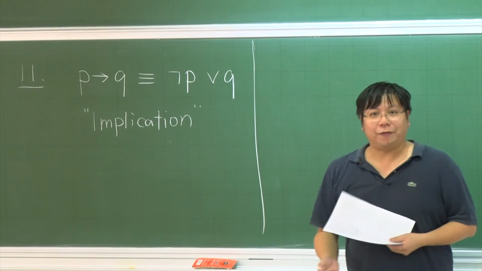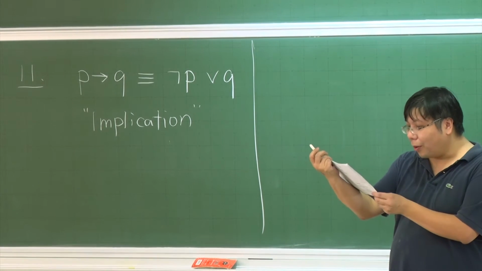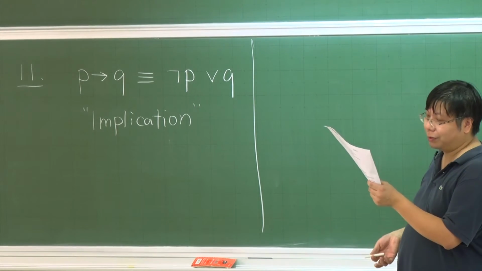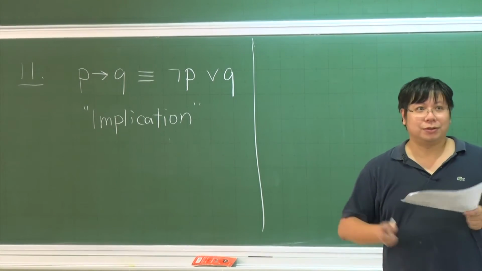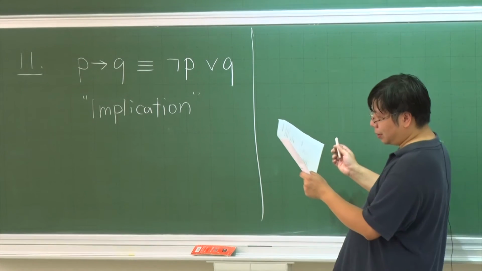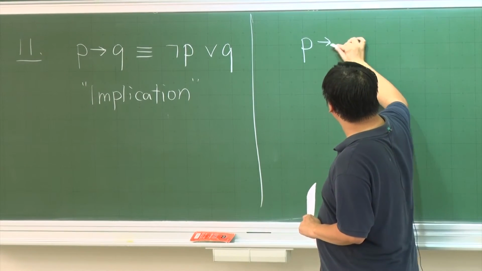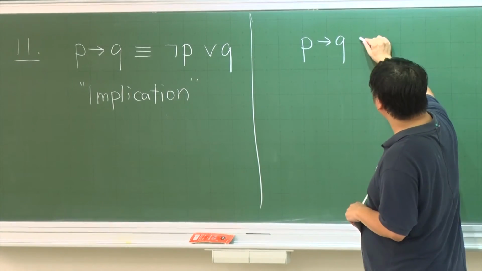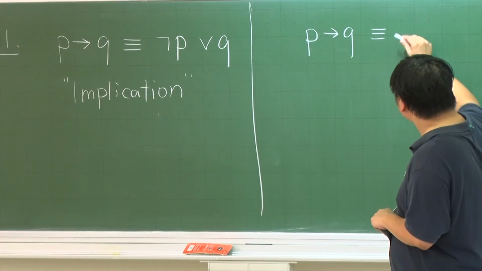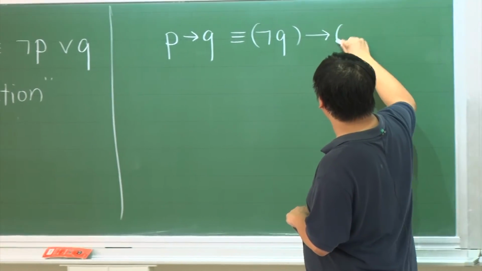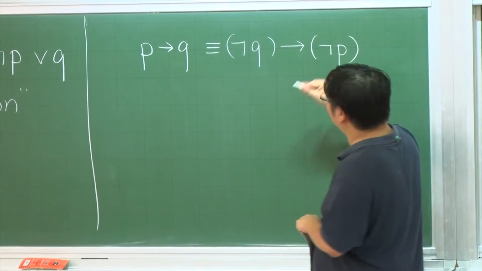So we have all the laws. Then we can use the laws to help us prove some logical equivalences without using the truth table. So let us show some examples. There are two examples. First of all, we want to show that P implies Q is always the same as not Q implies not P.